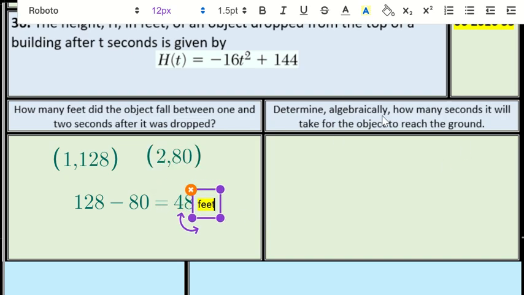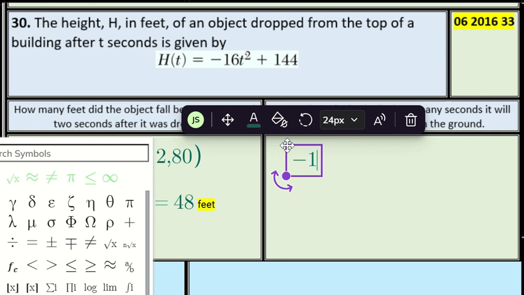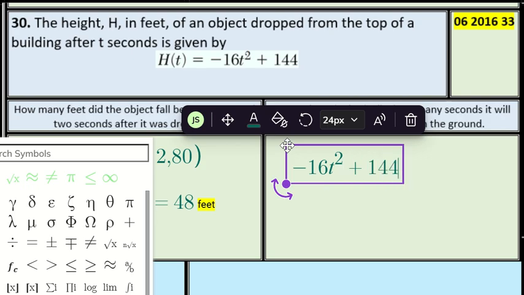Now, the second part of our question says, determine algebraically how many seconds it'll take for the object to reach the ground. So when you're on the ground, your height is 0. So we're going to say negative 16 t squared plus 144 equals 0.